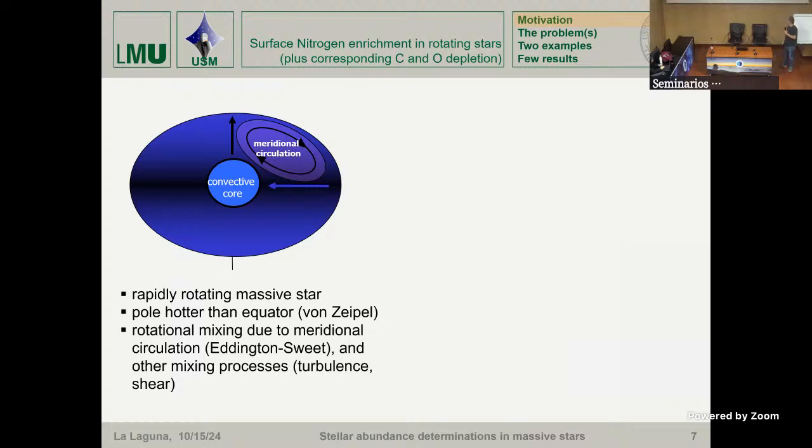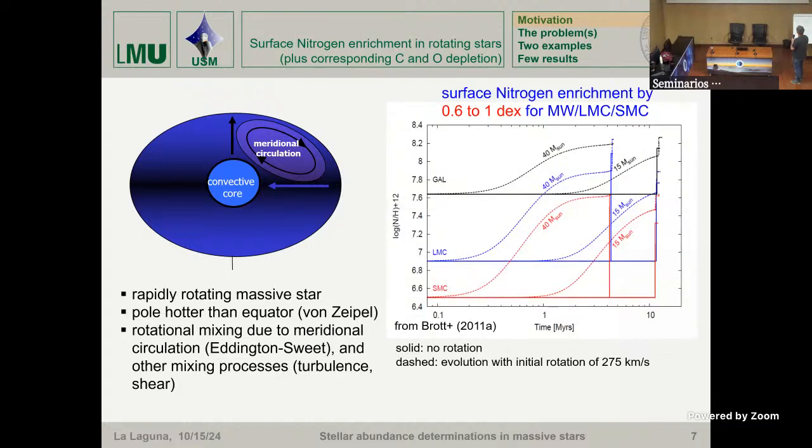In the sun, this is called Eddington-Sweet circulation, and generally now as well. But there are also other mixing processes, such as turbulence, or if we have here a rotational speed as a function of distance from the center, then there might also be shear mixing. So all these mixing processes then can bring material from the convective core to the surface. And this has been calculated, for instance, by Ines Brott in her work.